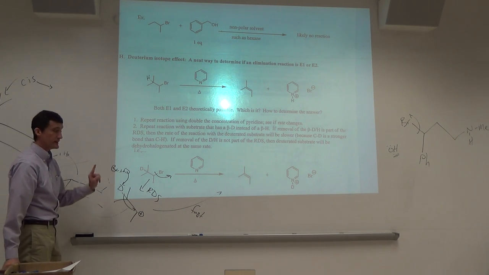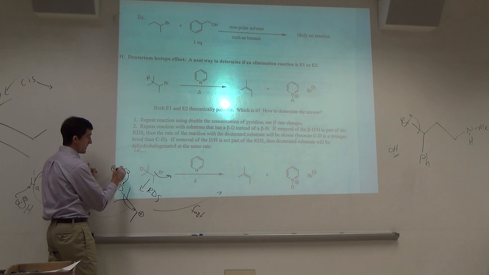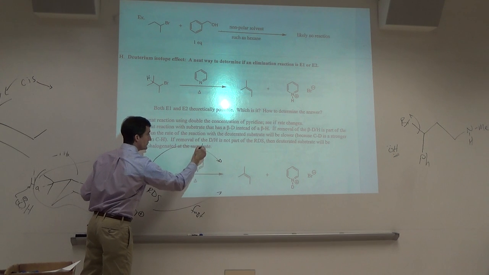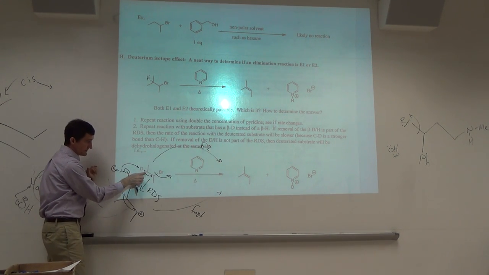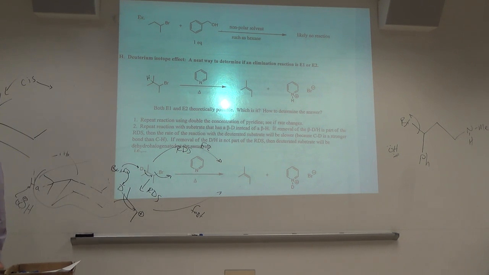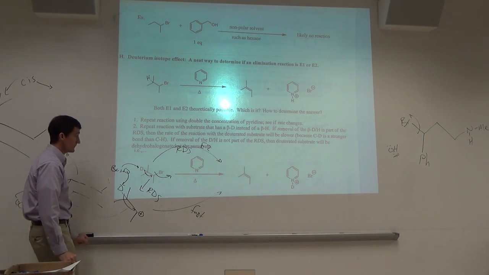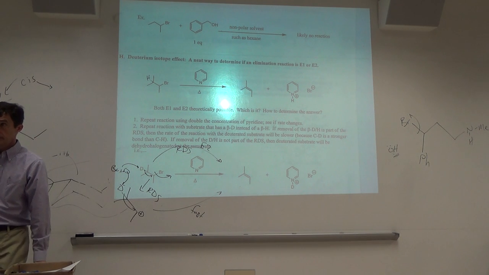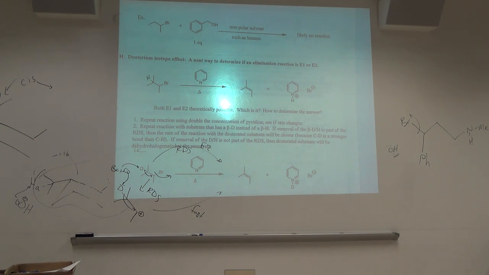But what if it was E2? The base would take that, this comes in all together. If this was E2, this bond is broken in the rate determining step because it's only one step. The beta hydrogen bond is broken in the E2 rate determining step, not the E1 rate determining step. Now, the deuterium carbon bond is stronger than the H carbon bond. Mass effect.